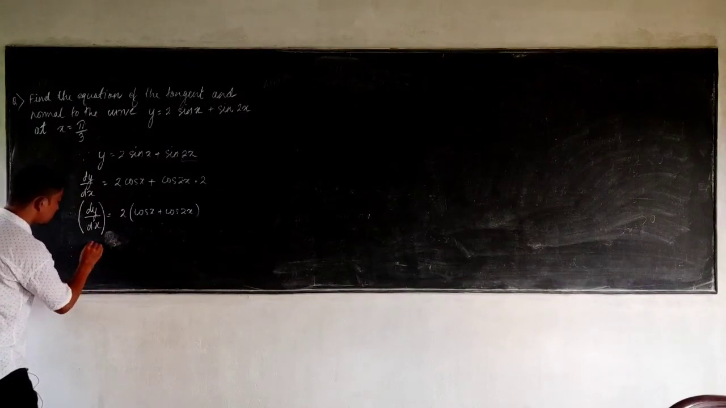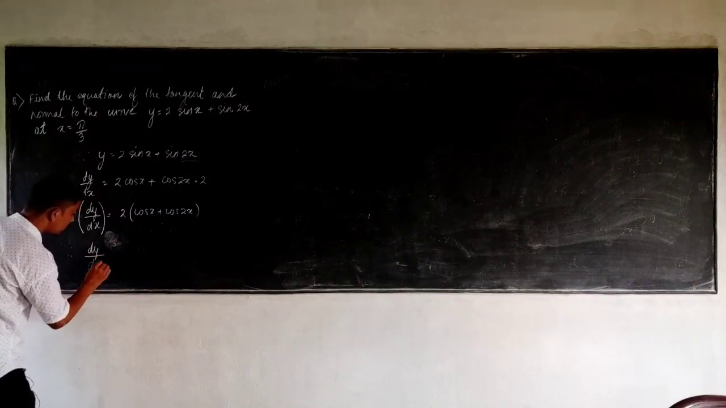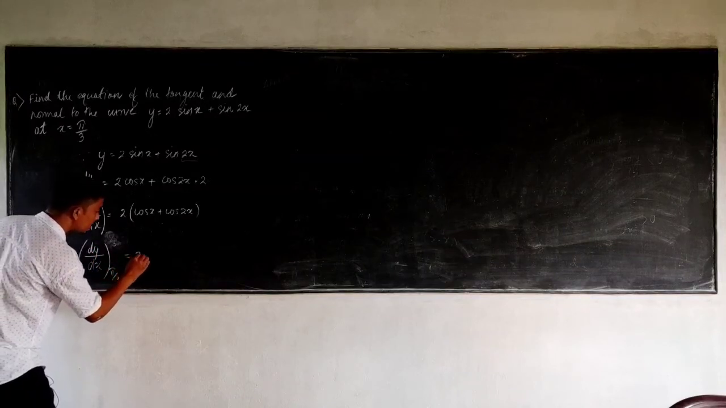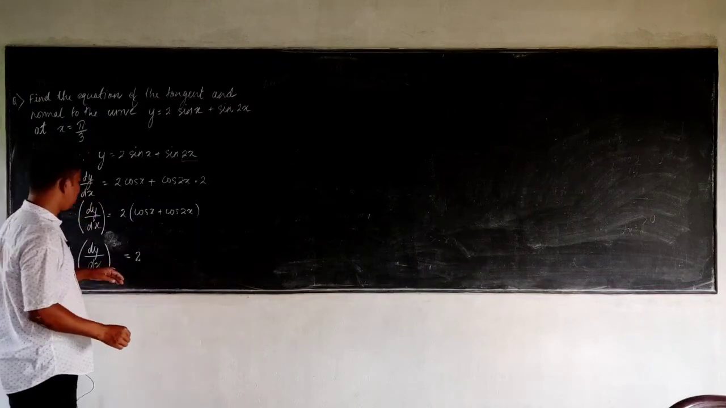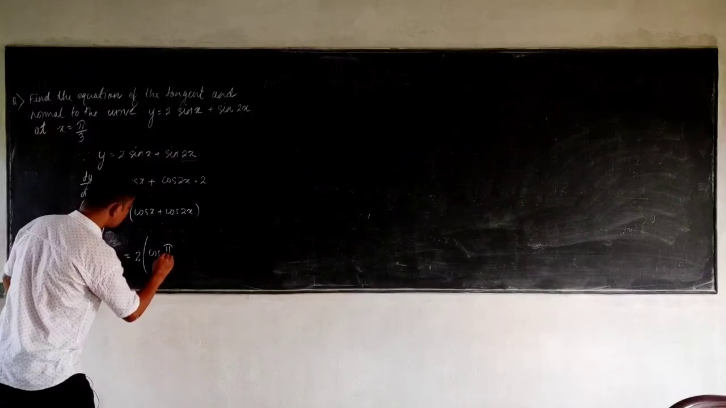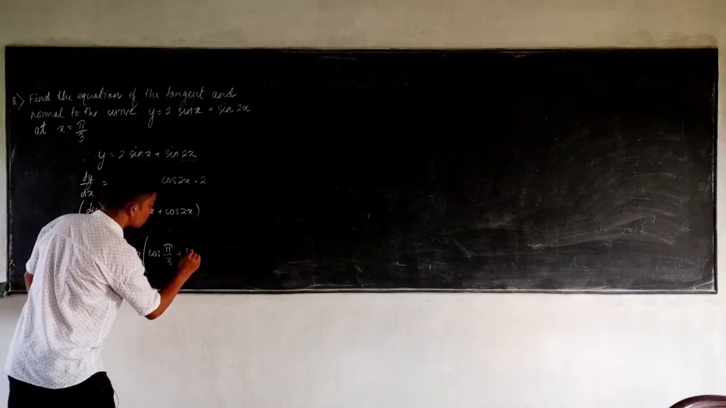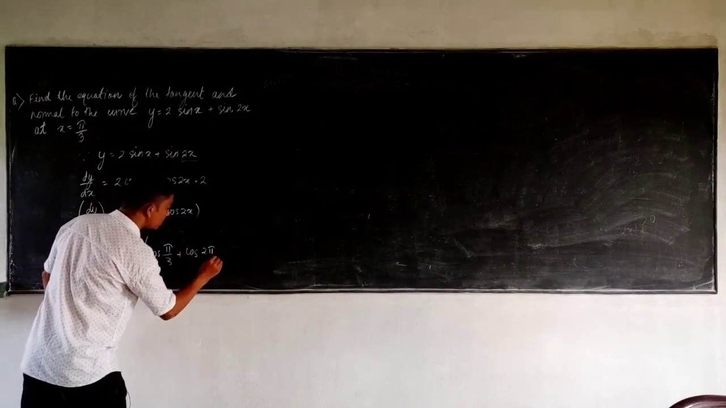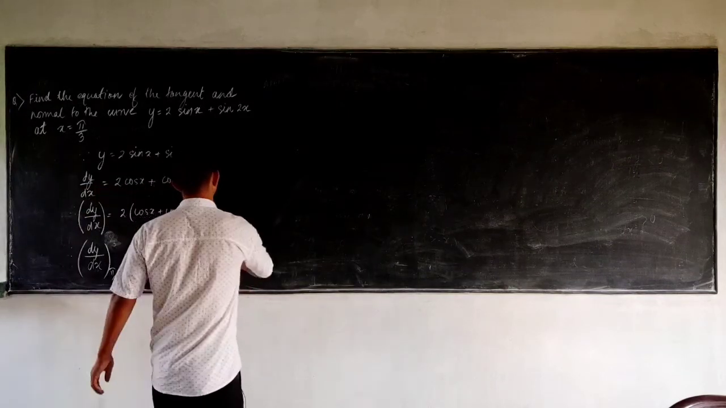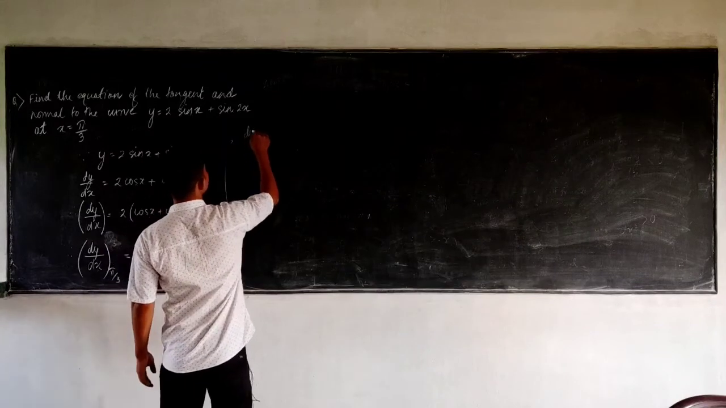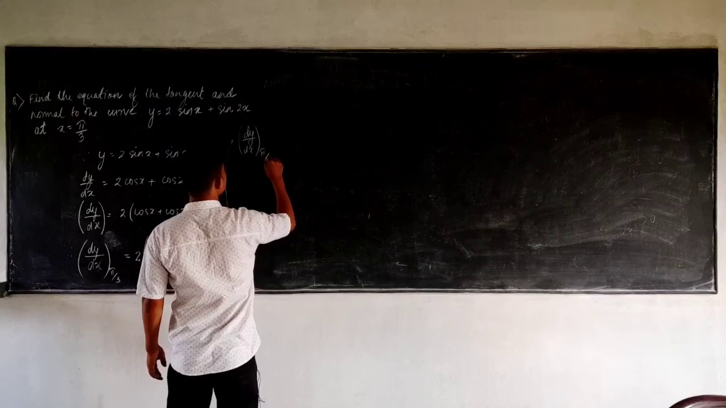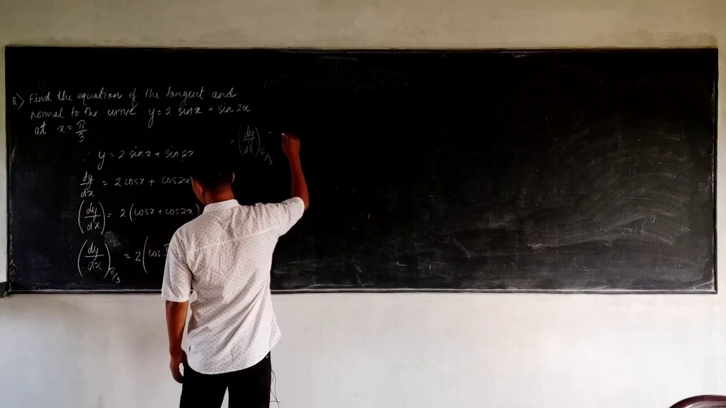So therefore dy by dx at the point pi by 3. Simply, what do I do? I replace all the x with the value pi by 3. So it will be cos of pi by 3 plus cos of 2 pi by 3. Okay, so now substituting the value, what do I get? I get dy by dx at pi by 3 will be equal to 2.